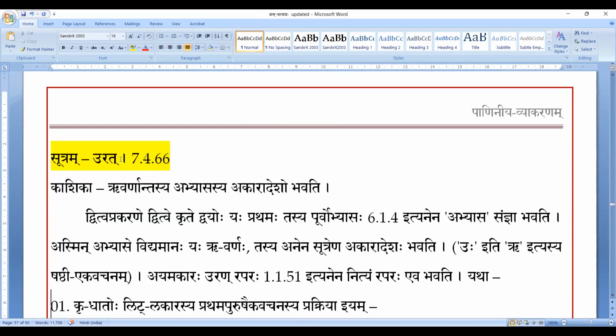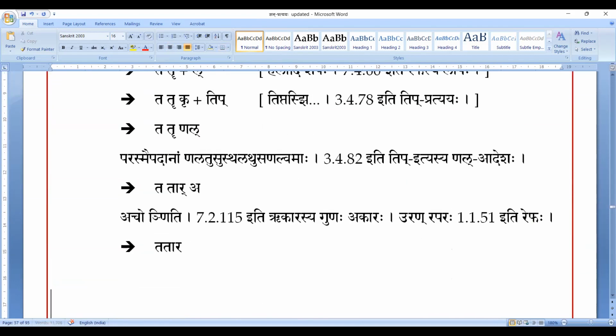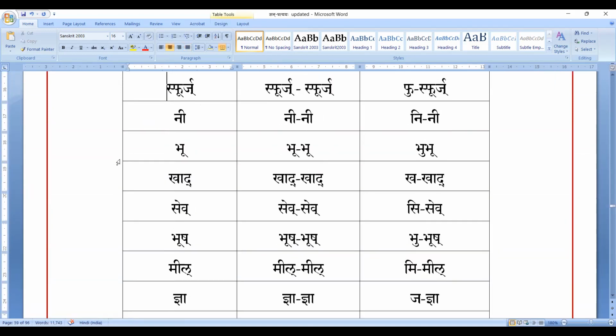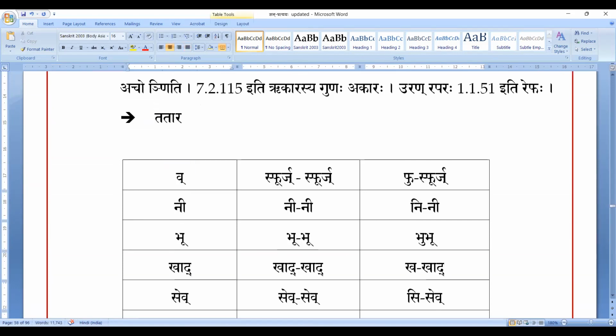Urat. Uhu at bhavati. Ravanantasya Abhyasasya at akaradeshaha. So what all are the Ravananta dhatus? Let us see. Dhatu Vrish: the Abhyasa is Vrish. After that, Vash. Vrish will become Var, Ru is replaced by Ar. Then Aladi Shesha has to be applied. Therefore, Var also will go away. Vavrish. So we are applying Aladi Shesha also.